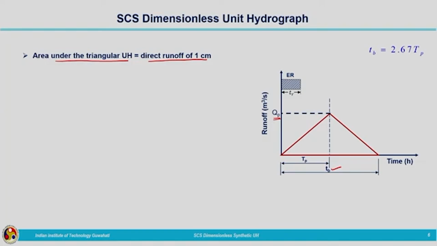That is, the area under this triangular unit hydrograph represents the total volume at the outlet of the catchment due to 1 centimeter of rainfall. So, by making use of this relationship and substituting in the proper units, we can get the value corresponding to peak discharge QP. So, how can we write the area under the triangular unit hydrograph? It is half base into height. So, half into what is base? TB. TB is given by 2.67 capital TP.